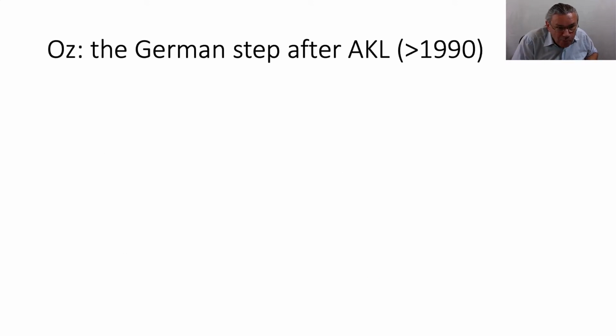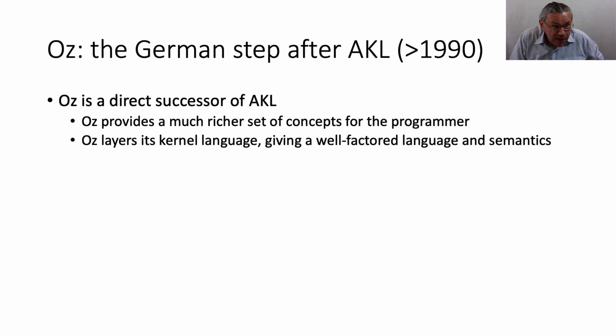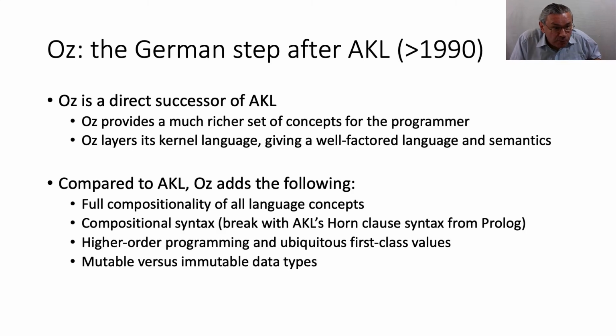Oz was the German step after AKL, so after 1990. Oz is a direct successor to AKL. But with respect to AKL, Oz has a much richer set of concepts. Also, Oz has a kernel language that's layered, letting you factor the different parts of the language, the different approaches. Compared to AKL, Oz adds the following things.